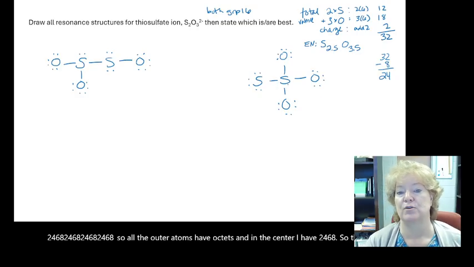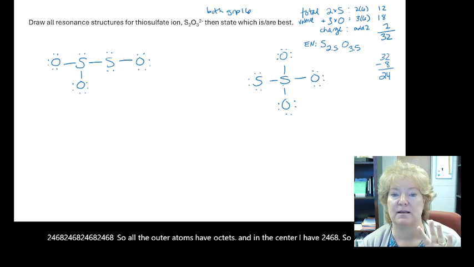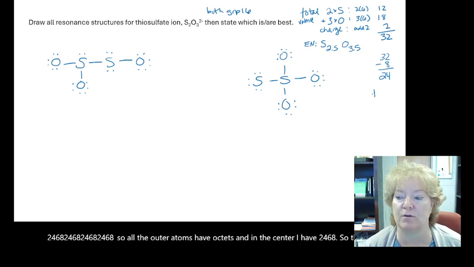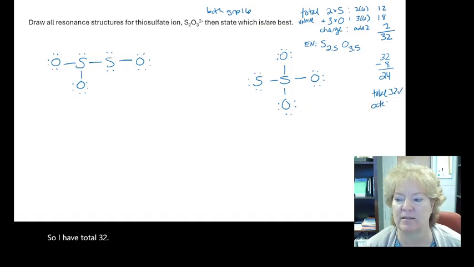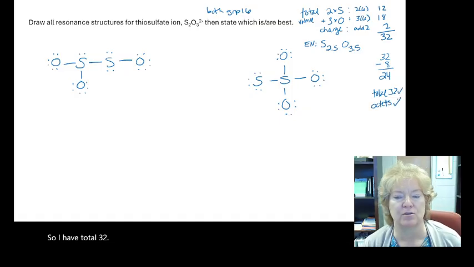So these are both good structures. I begin with these as my first valid structures. So I have a total of 32 electrons, and I have octets on everything. So these are good structures.